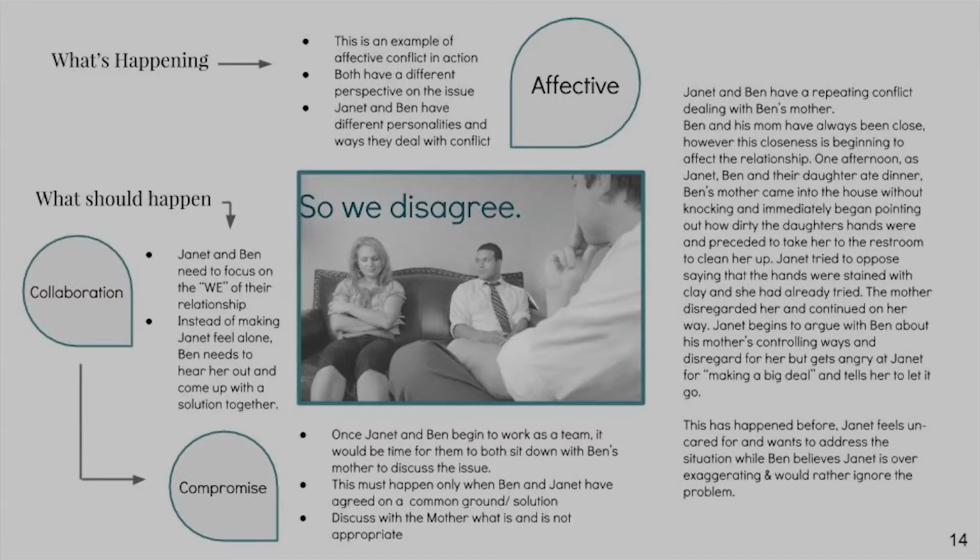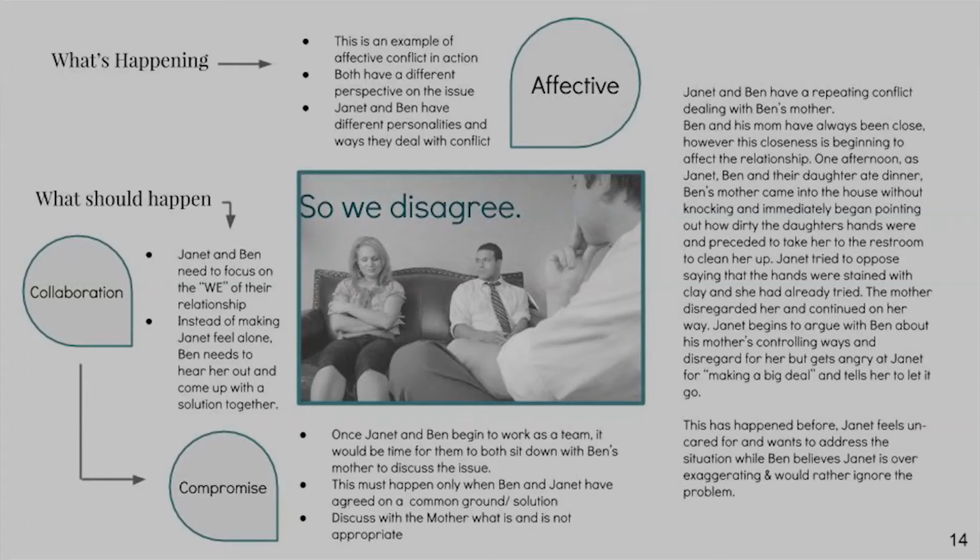This next situation is about Ben and his mother and his wife, who are having a bit of a disagreement. Ben and his mom have always been very close, and it's starting to affect the relationship between Ben and his wife, Janet. One afternoon, Ben, Janet, and their daughter were sitting down eating dinner when Ben's mom comes in the house and immediately points out that the daughter's hands are dirty and starts reprimanding her and makes her get up in the middle of her dinner and go wash her hands.